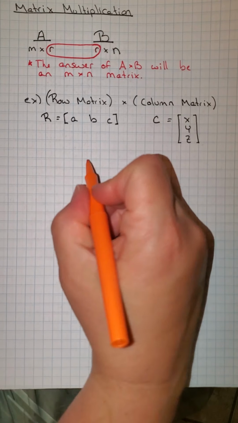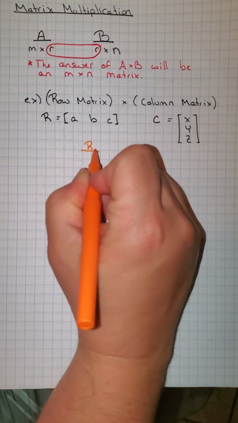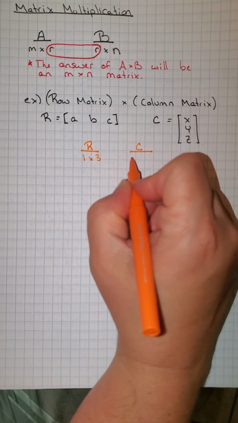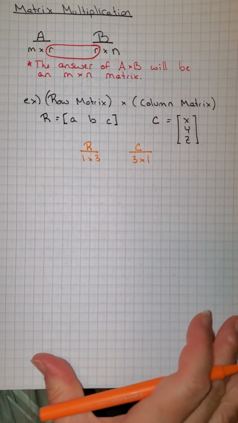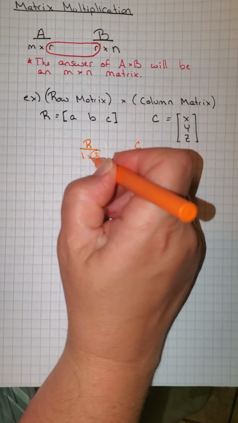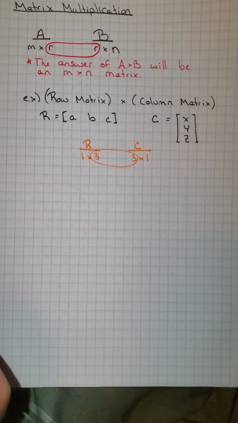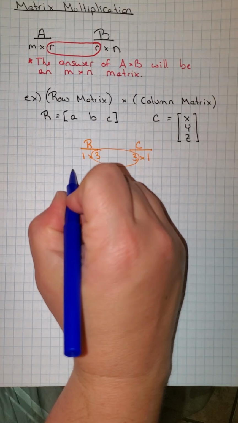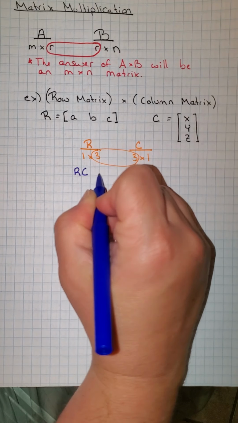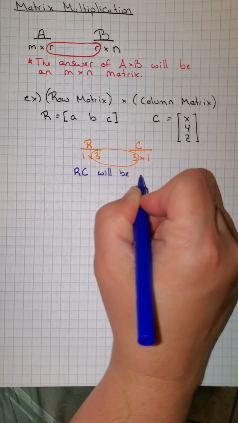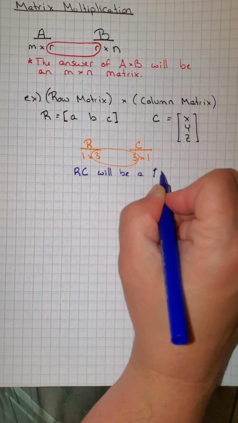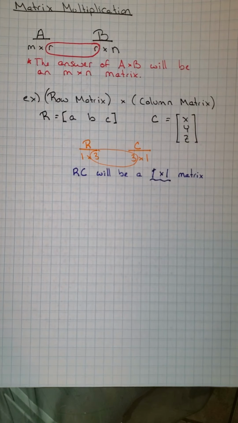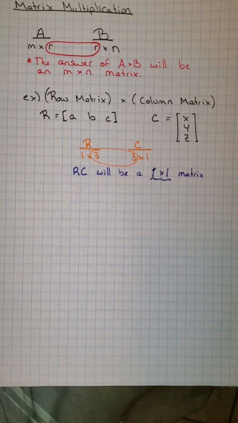All right, so R is a 1 by 3 matrix. C is a 3 by 1 matrix. So the 3's match. That means the answer will be a 1 by 1. Okay, so let's do it with numbers.